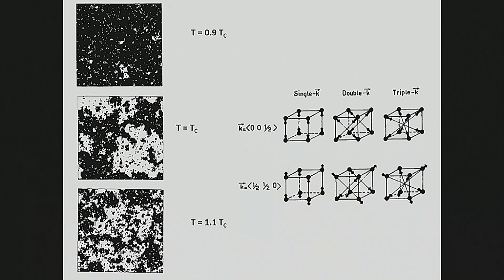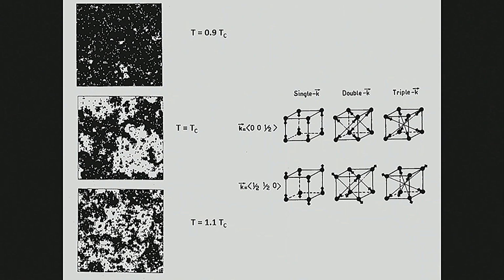The 0 and 0 means that within the AB plane, everything is in phase. But in the third direction, there's a phase factor of pi from one edge of the unit cell to the other edge. What that half really means is half of 2 pi, and half of 2 pi is pi. And so you can have more complicated structures, like this (1/2, 1/2, 0).